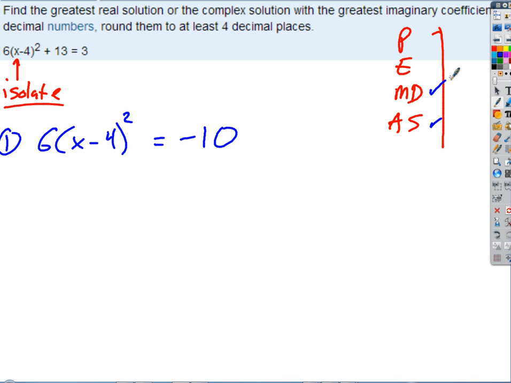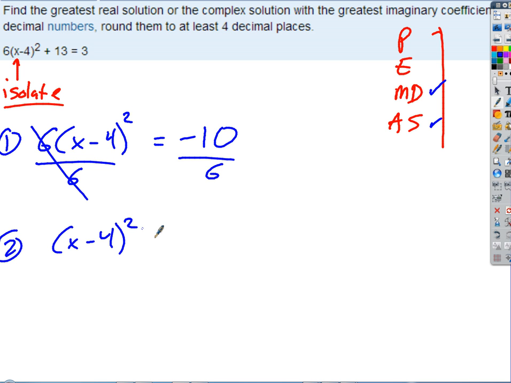So if I divide both sides by 6, then after 2 steps, I end up with x minus 4 squared equals negative 5/3. And I don't want to make that a decimal, because this would be a repeating decimal, and that's rounded. So I could reduce it to 5/3, but even that's optional. Okay, so we took care of that. Now what?